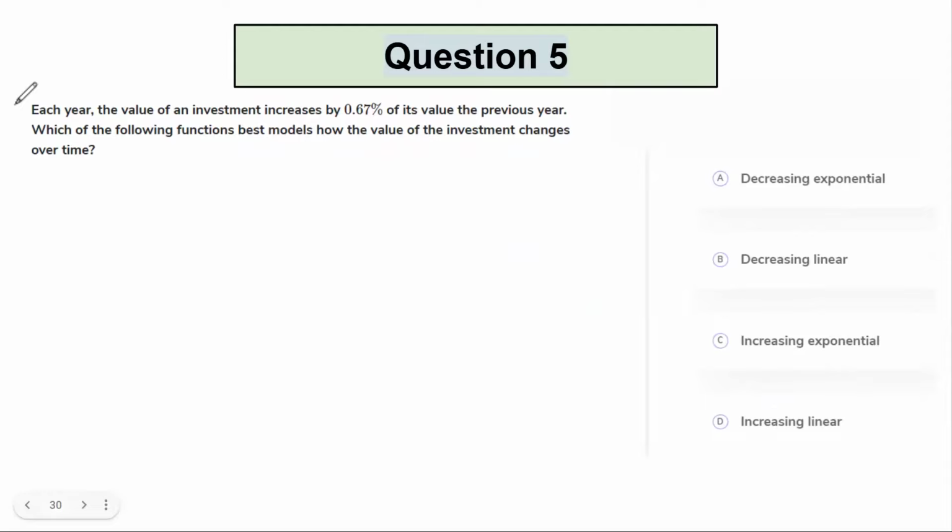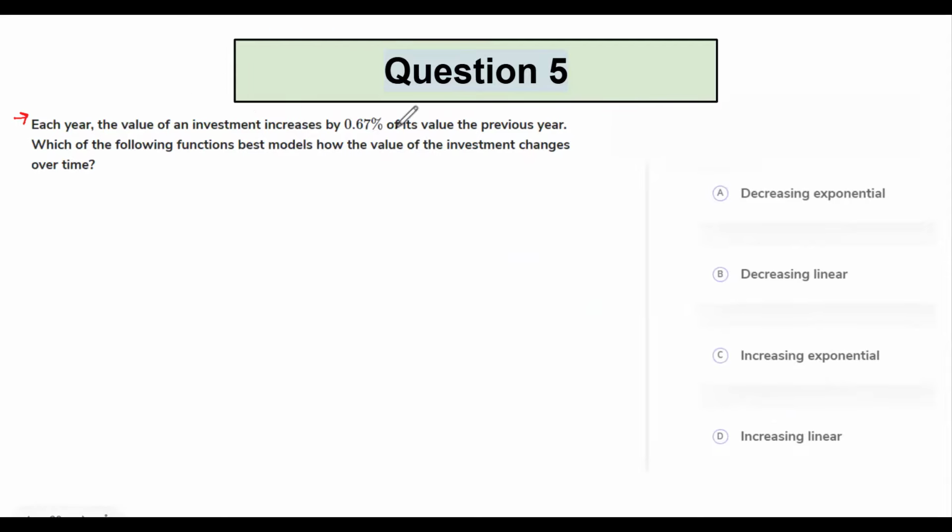Question 5 says each year the value of an investment increases by 0.67% of its previous year. Okay. Increase is 0.6% of previous year. Which of the following best models how the value of the investment changes? This is an exponential increase, increasing exponentially. So option C is your correct answer. So this was the cue here to increase exponentially. First of all, it is an increase, so it is not a decrease. So decreasing linear and decreasing exponentially is not our answer.